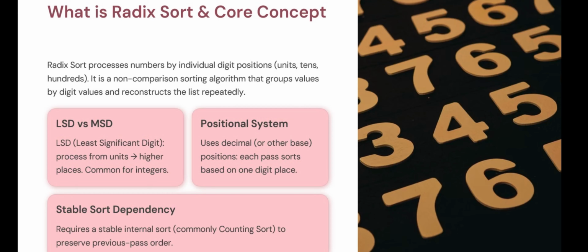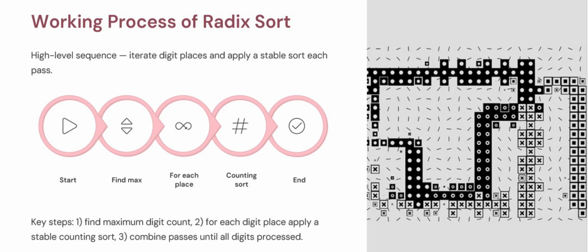Now, let's look at how it actually works at a high level. The process is straightforward. First, find the maximum number in the array. This tells us how many digit places we need to process. Then for each digit place, starting from units, we apply a stable counting sort. We repeat this for tens, hundreds, and so on until all digit places of the maximum number are covered. When the last pass is done, the array is fully sorted. The key insight is each pass builds on the previous one because we use a stable sort. The order established in pass 1, units, is respected in pass 2, tens.